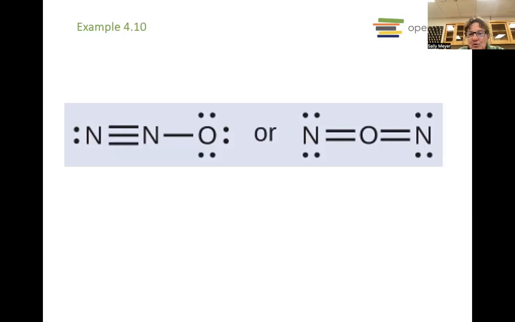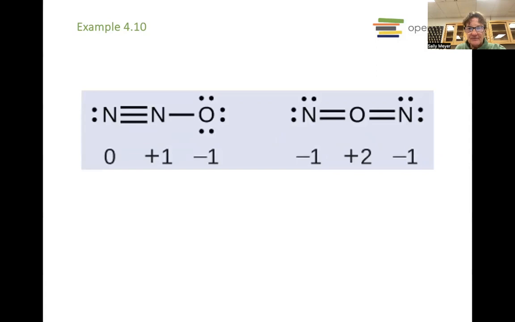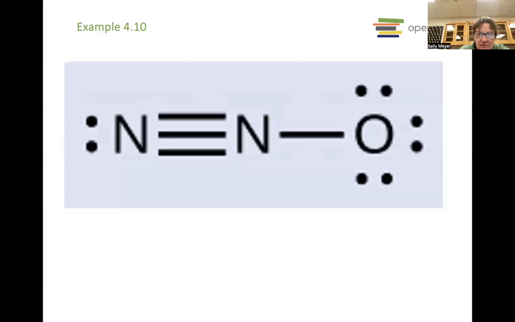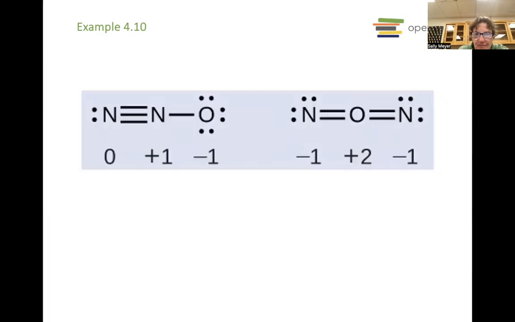And this is asking the same question. So you could do formal charges for each of these to decide whether dinitrogen oxide is nitrogen, nitrogen, oxygen, or nitrogen, oxygen, nitrogen. So you could answer that question, which is the most stable, with formal charge calculations. And so that's what they're doing here. And so the one on the left is the most stable.